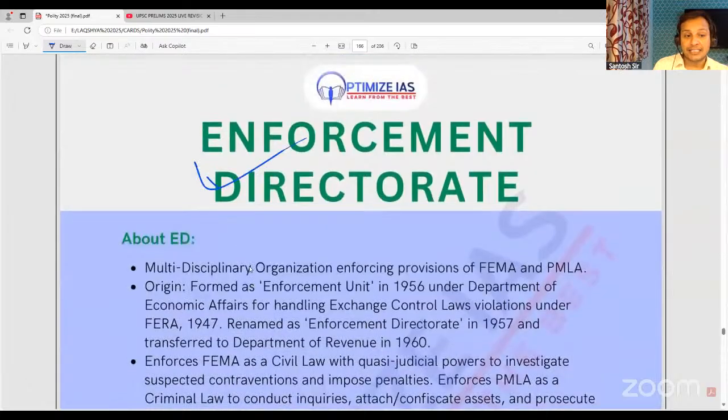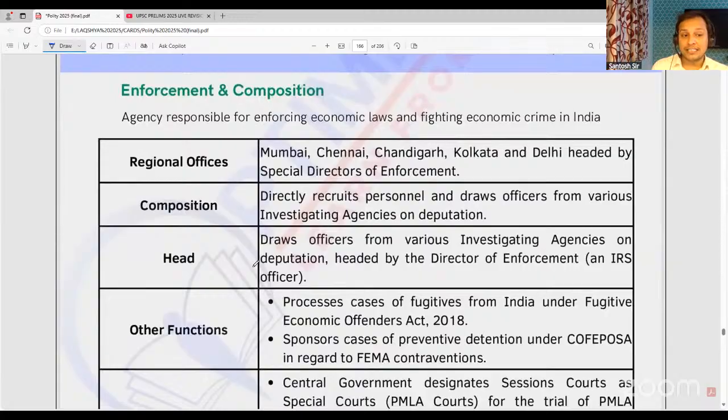Again, Enforcement Directorate, it is also under the Act. Enforcement Directorate, very, very important.